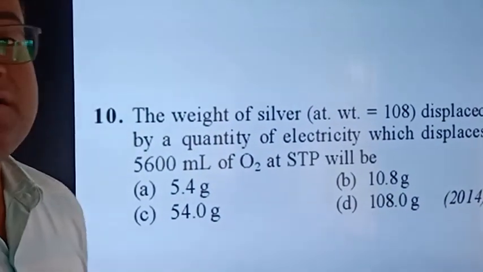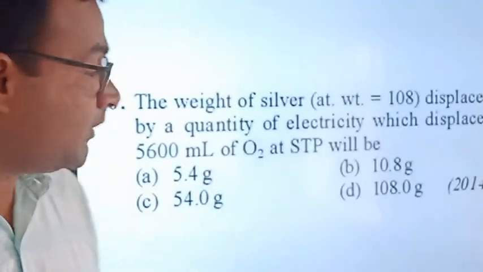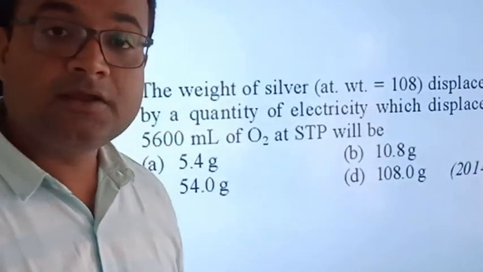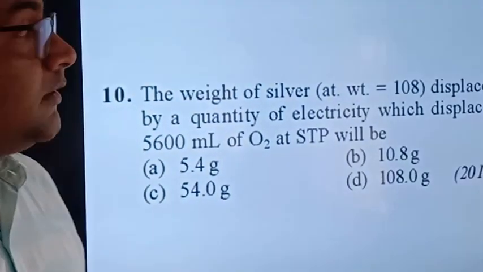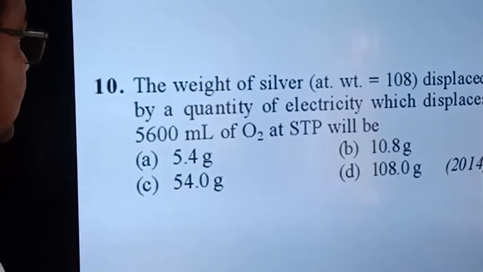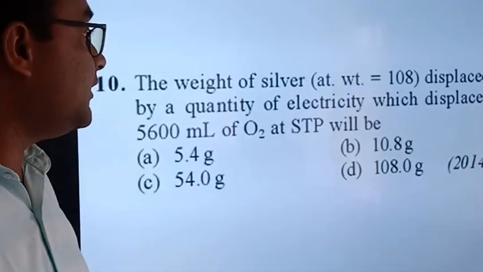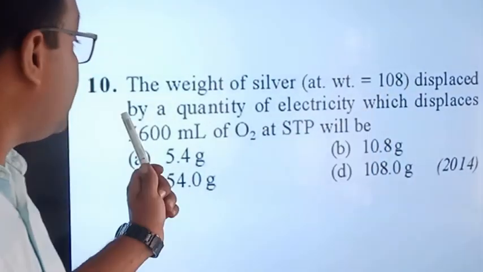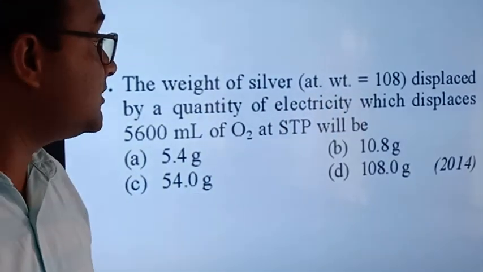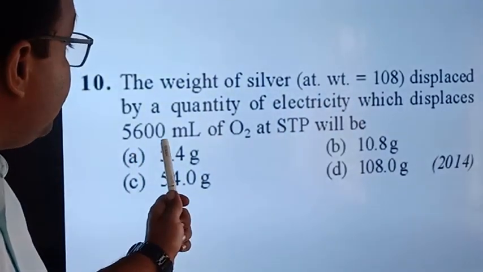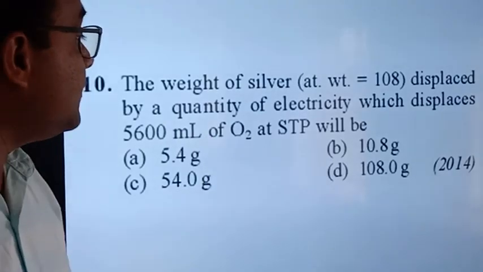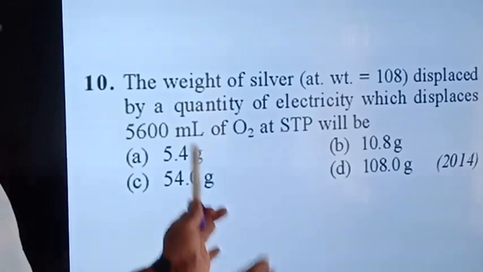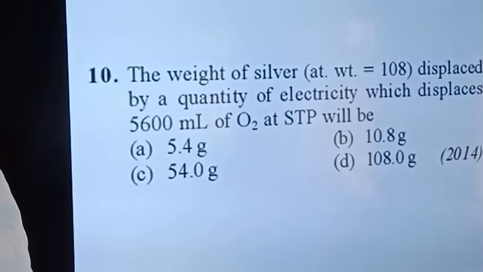So the next question is question number 10, which appeared in the 2014 NEET. The question is: the weight of silver, whose atomic weight is also given, displaced by a quantity of electricity which displaces 5600 ml of oxygen at STP will be. Very simple question, easy question.